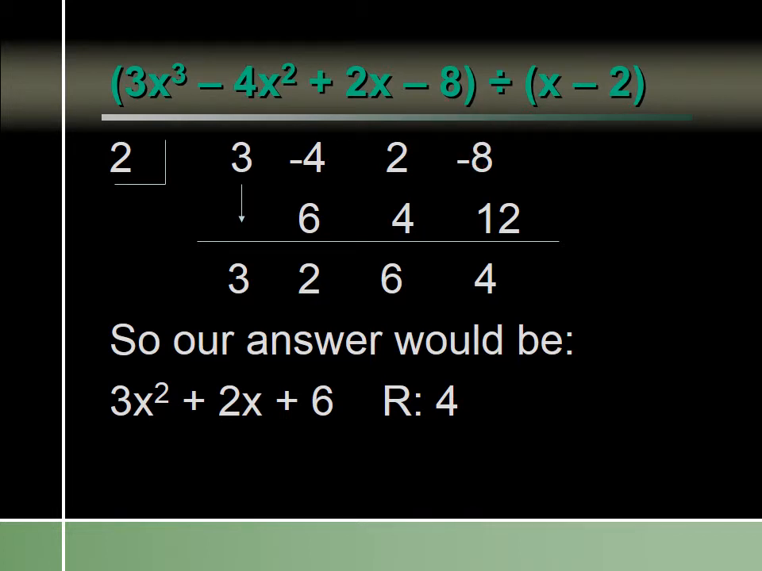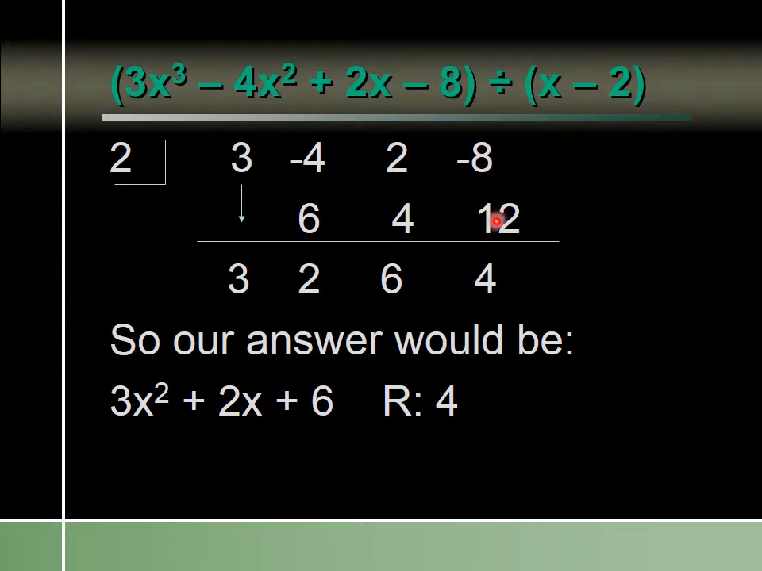All right, so bring down the first term, that's 3. Then you multiply that by what you're dividing by, so 2. So 2 times 3 is 6. Now you add going down. So negative 4 plus 6 is 2. Then you multiply. 2 times 2 is 4. Then you add going down. So 2 plus 4 is 6. Now you multiply. 2 times 6 is 12. Add going down.